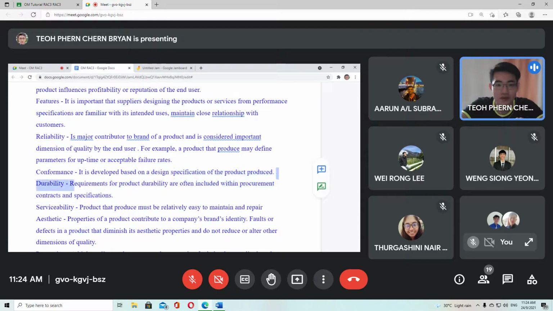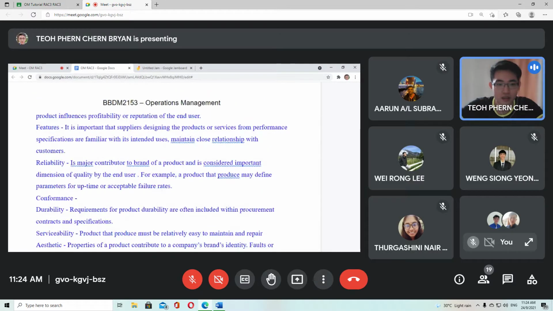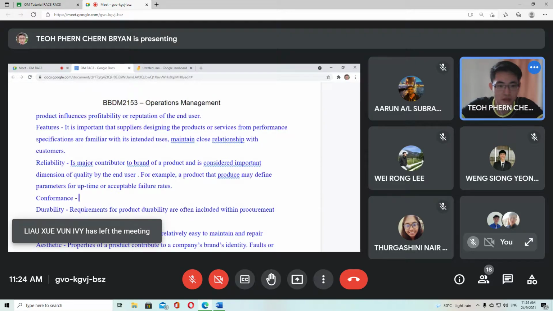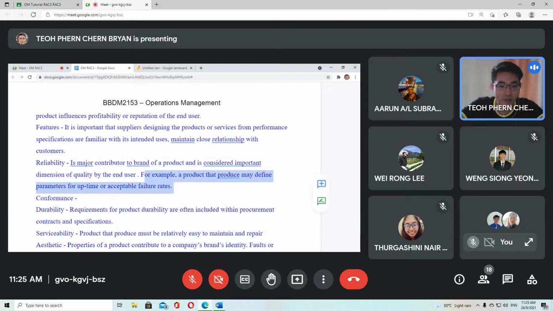Okay, conformance is actually your explanation are not very good. Explanation don't know explain what is developed based on the design. Don't know what's this. Okay. What's an important dimension? Quality. May define parameters for uptime. It's a bad example. It's a very bad explanation.